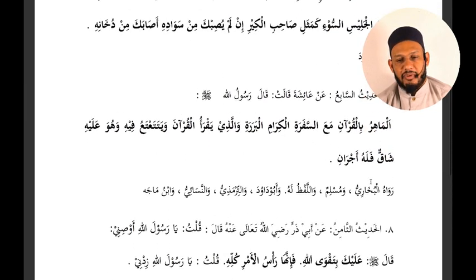And the last one we memorized last week from that page inshallah.